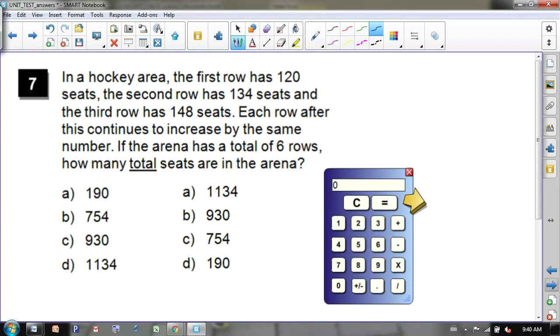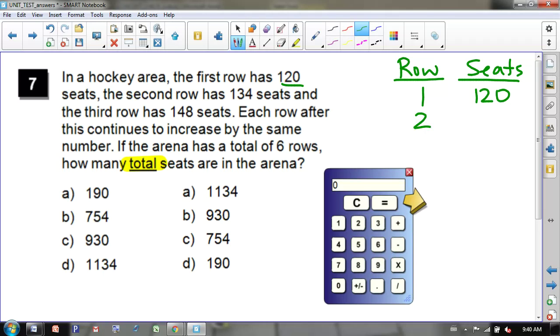In question 7, the key to this is this word right here: the total number of seats. That's what a lot of students missed when they were doing it. So if I'm going to make a chart here, with row and the number of seats: in row number 1, there's 120 seats. In row number 2, there's 134.